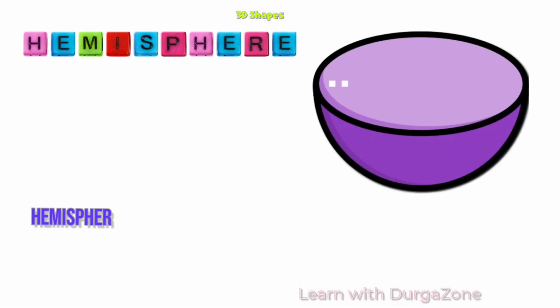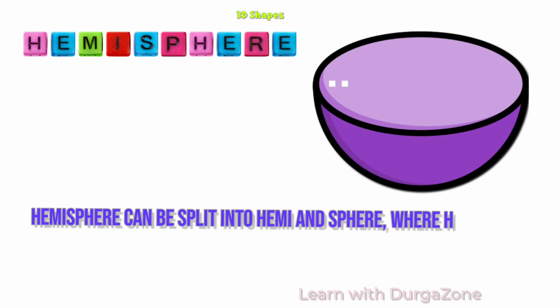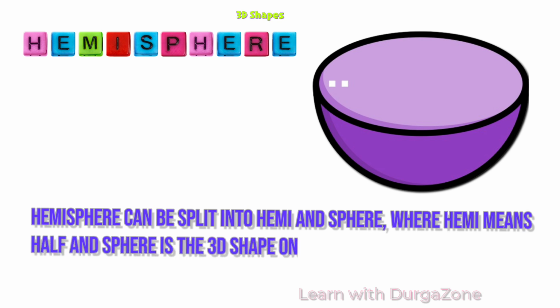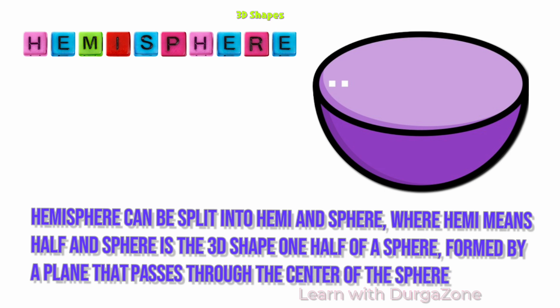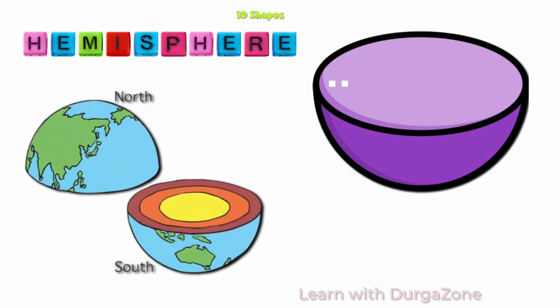Hemisphere. This is a hemisphere. Hemisphere can be split into hemi and sphere, where hemi means half and sphere is the 3D shape: one half of a sphere formed by a plane that passes through the center of the sphere. So, this is called hemisphere. For example, half of the earth, South Pole, and half of the earth, North Pole. Another is a bowl, which is semi-sphere shape.